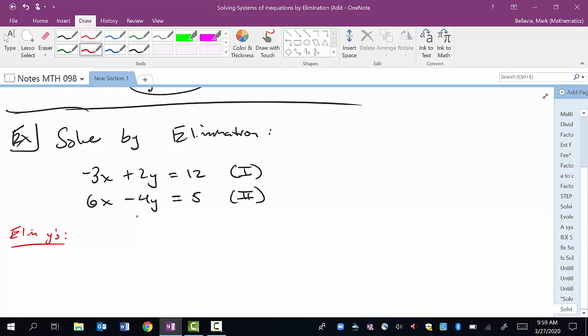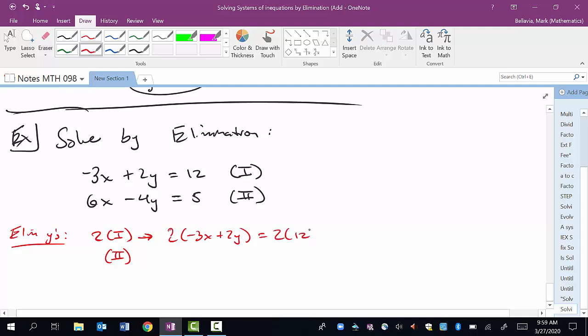So what do I multiply equation 1 by to get a positive 4? Well, that'd be 2 times 2. So we're going to do 2 times equation 1, and we're going to add it to equation 2 because we don't need to change equation 2. Well, 2 times equation 1 is 2 times (-3x + 2y) equals 2 times 12. We'll distribute through. 2 times -3x will give me -6x. 2 times 2y gives me a positive 4y. And it's equal to 2 times 12, which is 24.